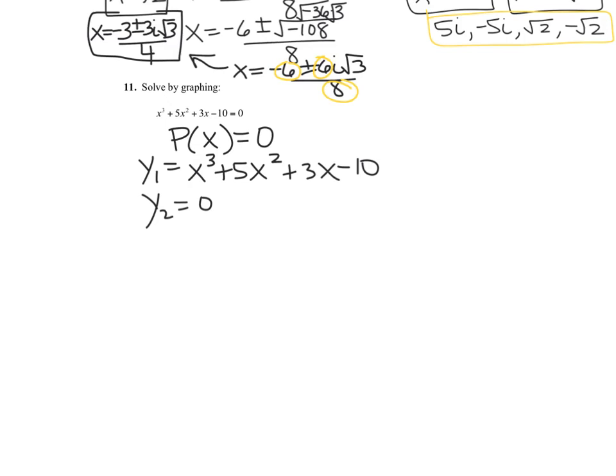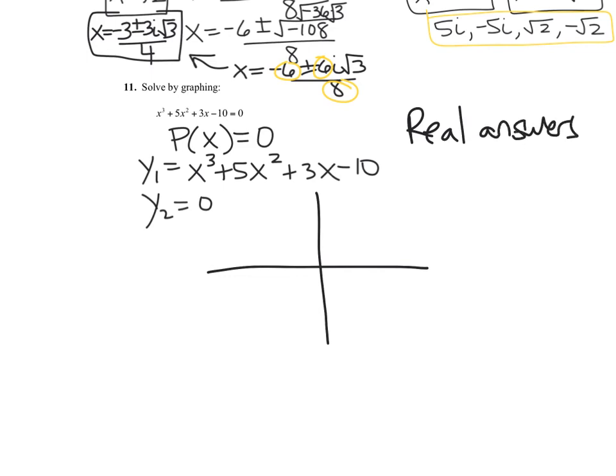Okay, so we have x to the third plus 5x squared plus 3x minus 10. So put this in your calculator. And then make sure that y2 has a 0 there. y2 is 0. And then graph. Okay, so my graph is interesting. When you solve by graphing, by the way, you are only finding the real answers. You're not going to find the imaginary answers on this graph.